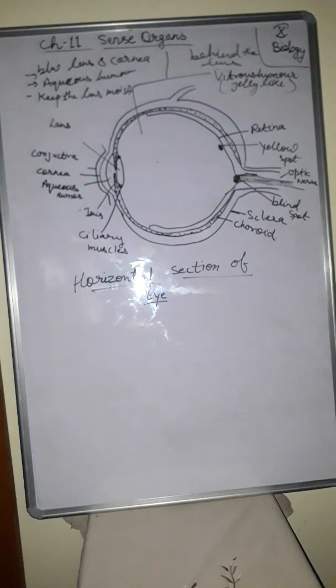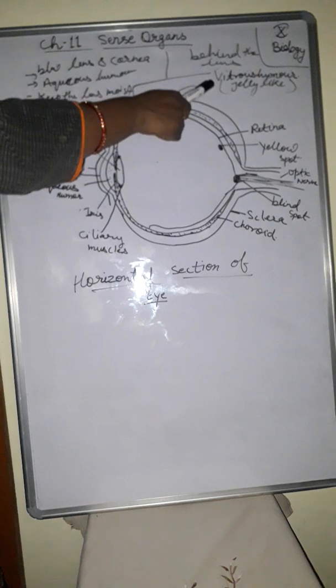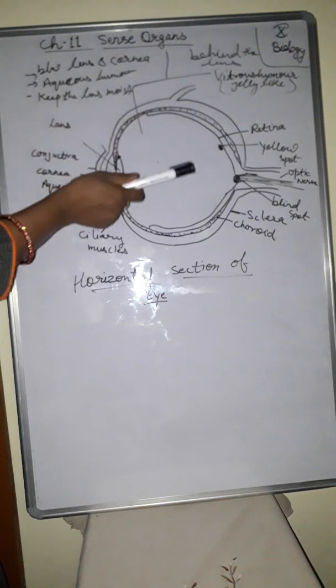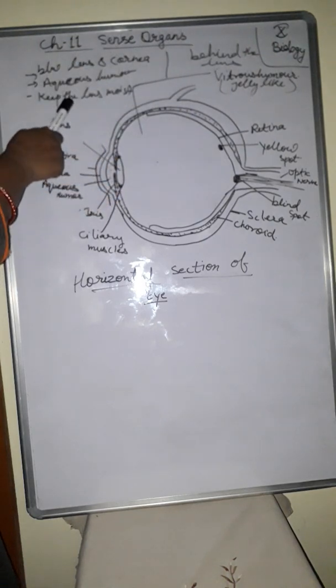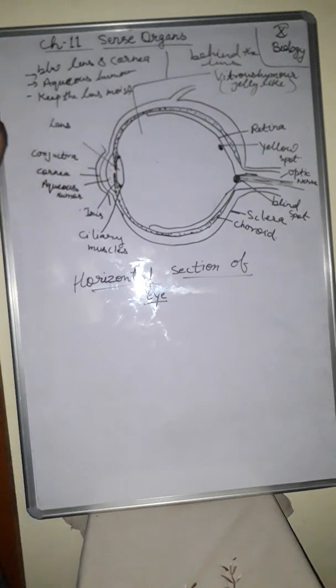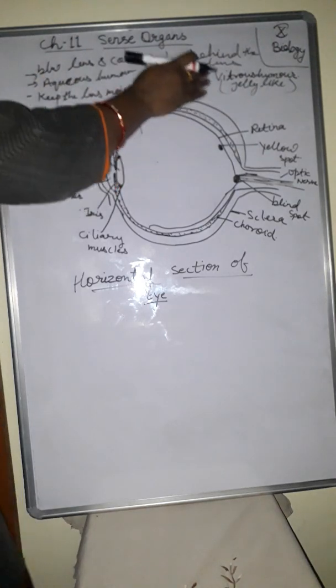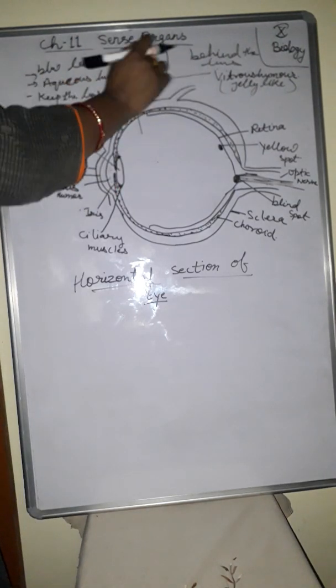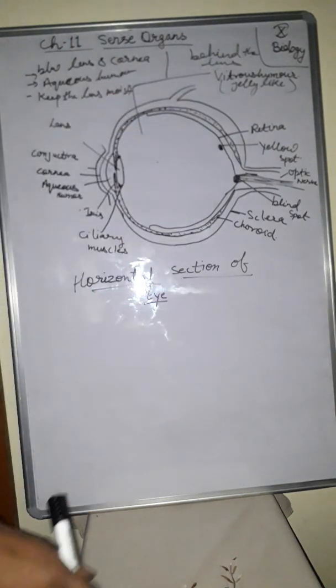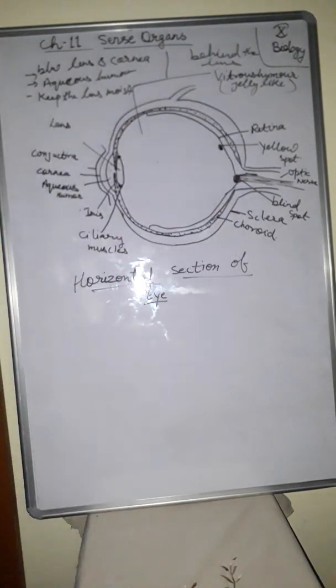The vitreous humor serves two functions. It helps in keeping the shape of the eyeball. Its function is not to keep the lens moist, but to keep the shape of the eyeball. It also protects the retina and its nerve endings.